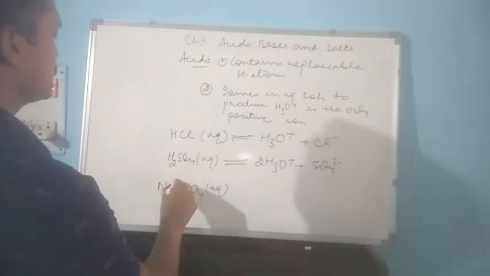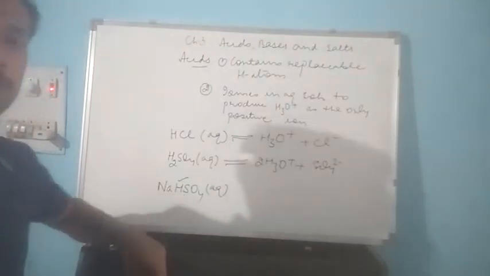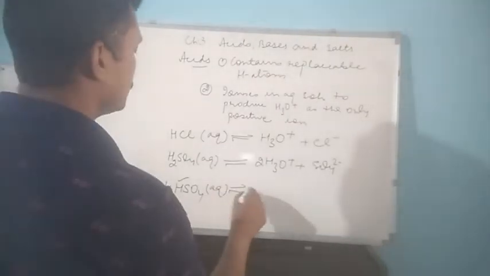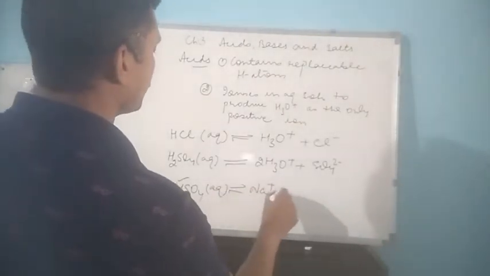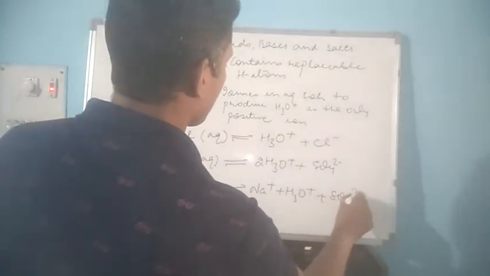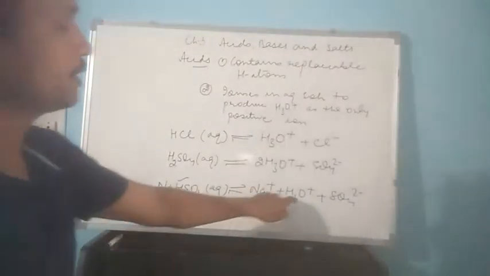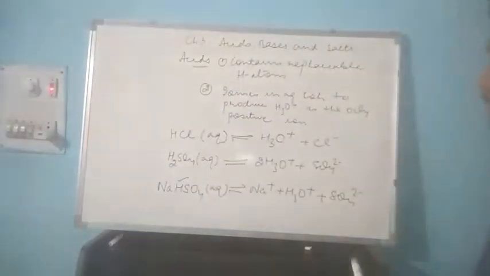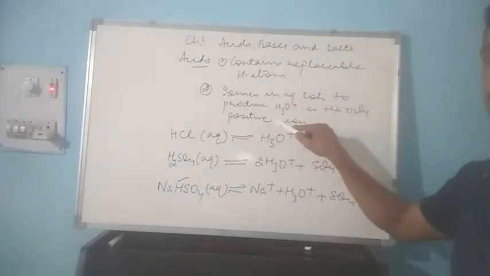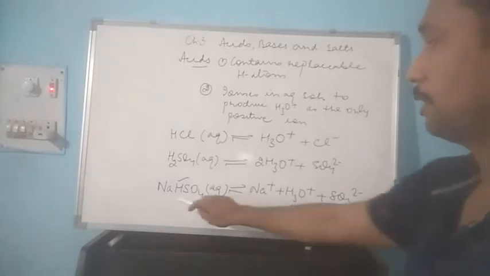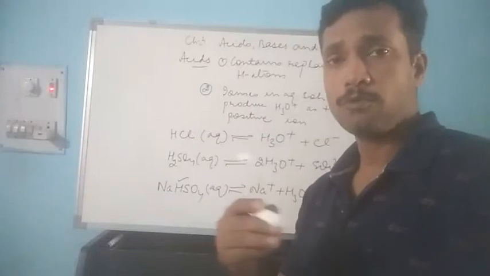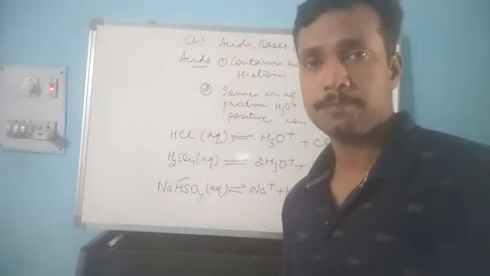So the first condition is fulfilled here, that replaceable hydrogen atom is present. Now when it ionizes, you can see what all positive ions it is forming. So here it has formed two positive ions, which is against the rule. So this is not an acid. I hope it is clear. Let us now move to classification of acids.